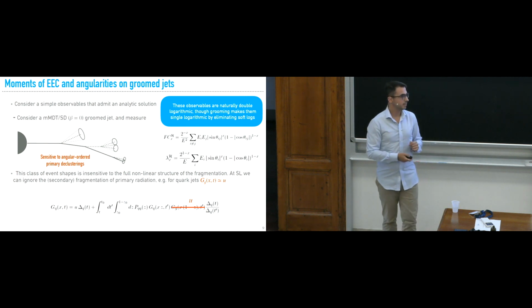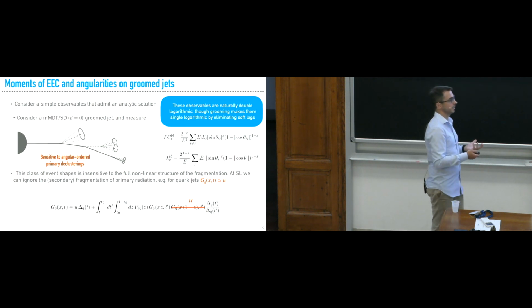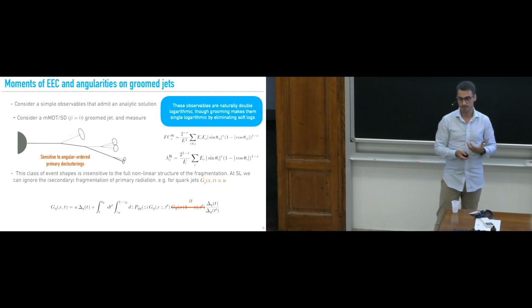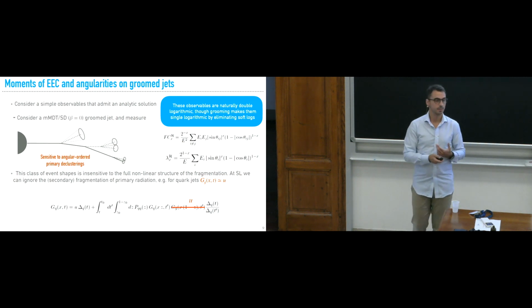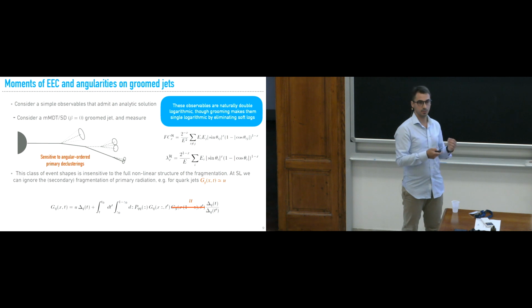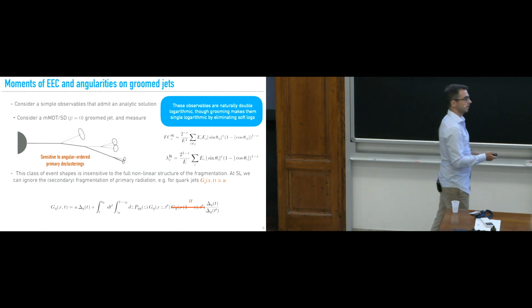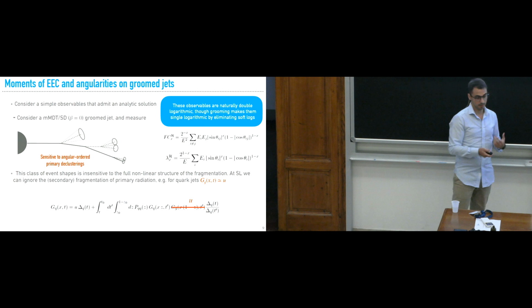So what that means is that at the single log level, I can approximate the problem in such a way that the secondary splittings never happen. So for instance, if I'm considering a quark jet, the quark radiates gluons and assume that those gluons never split. That means that I can approximate the gluonic generating functional with just this first order expansion in alpha_s and neglect all relative corrections. So now this equation for the quark is much simpler and actually can be solved analytically.